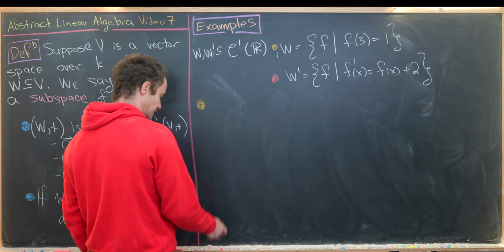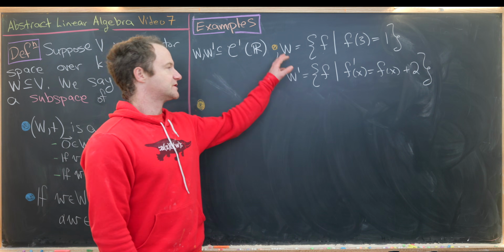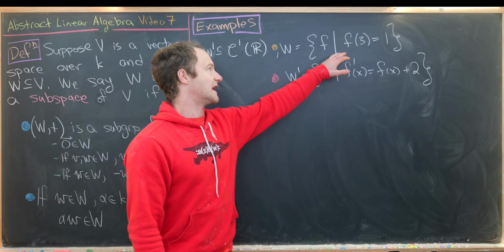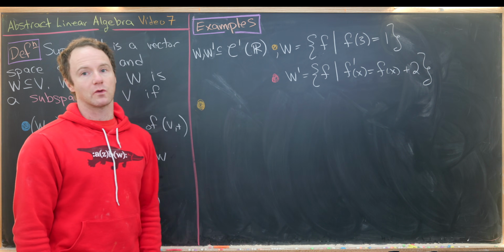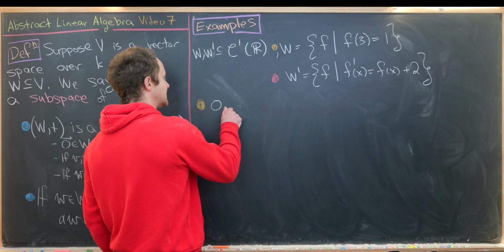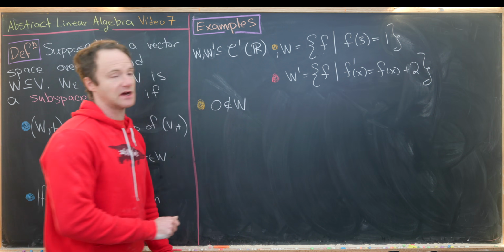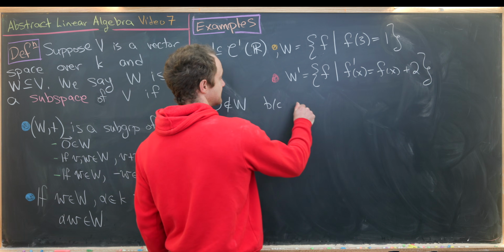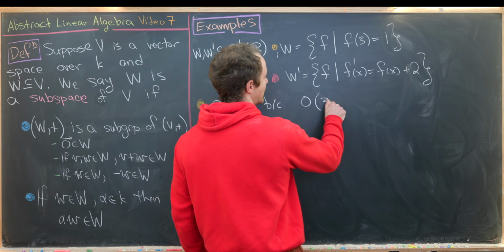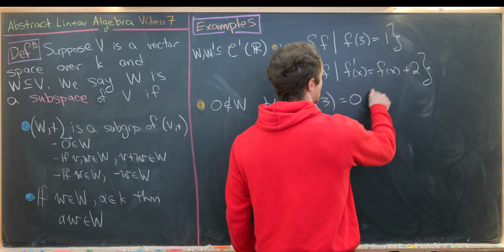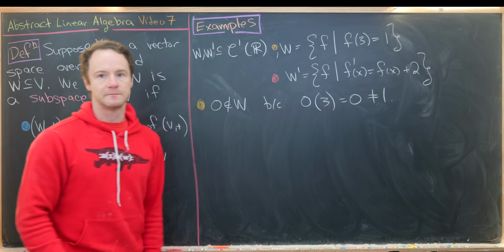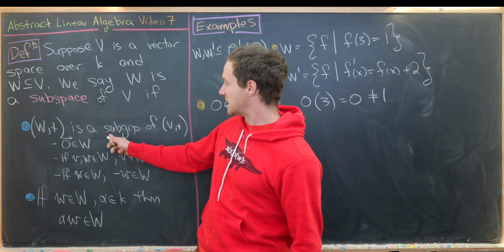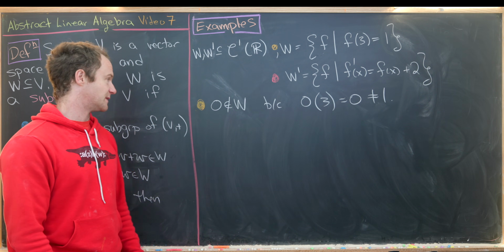Often you can do it the easiest way possible. Now W is defined to be the set of all functions f that evaluate at 3 to the number 1. But notice that the 0 function is not in W, because the 0 function evaluated at 3 is equal to 0, which is not equal to 1. So the 0 function is not in W, but that's one of the things we need in order for W to be a subspace.